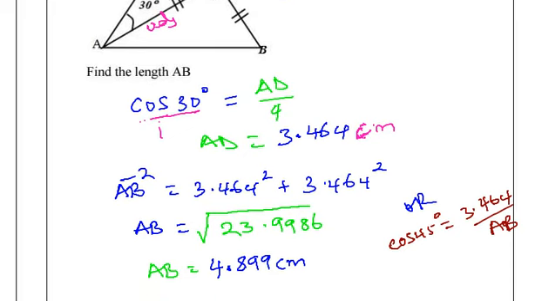Then I should get the sum of the two shortest sides squared. Since these two are the same, that's why we have the same number here being squared, and this AB is the longest side. When we square this, we are able to get this, and when we take the square root, we get this answer there as our AB.